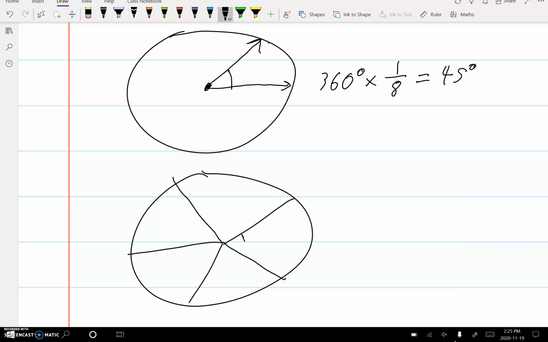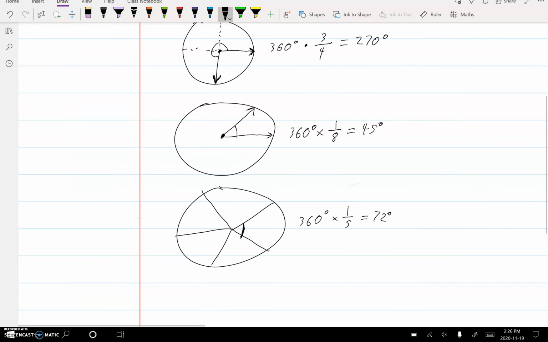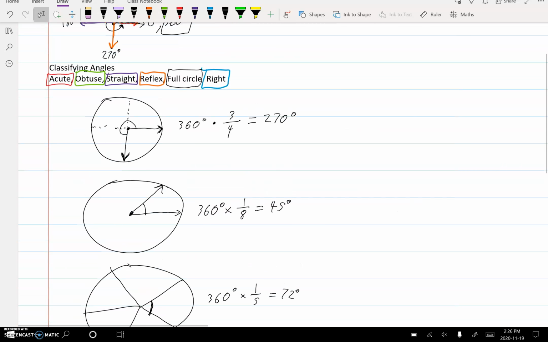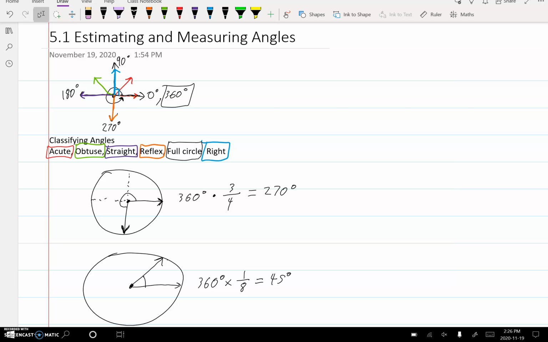Any gap in here, any angle in here, could be 1/5. So 360 times 1/5, and I believe that's 72. Let me double check with my calculator. 360 times 1 divided by 5. Yeah, 72. And that's pretty much how you estimate angles, or take a look at them, without a protractor.